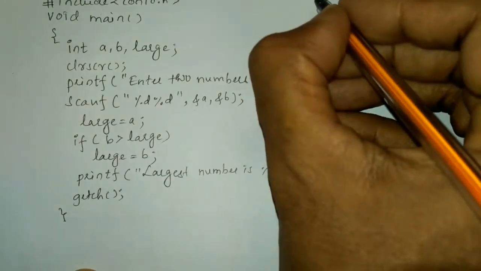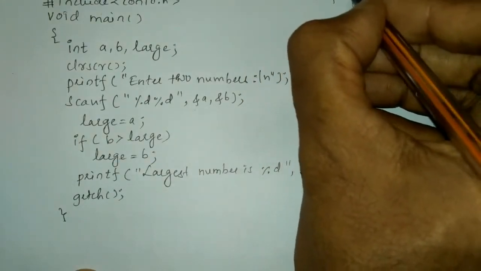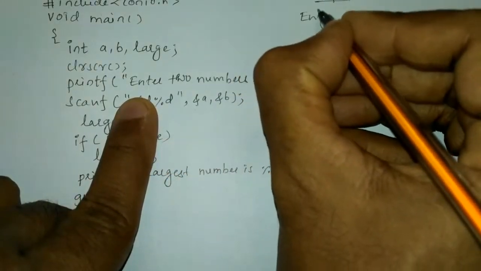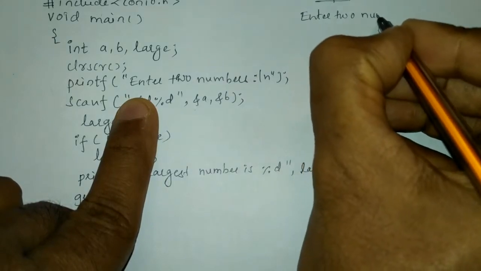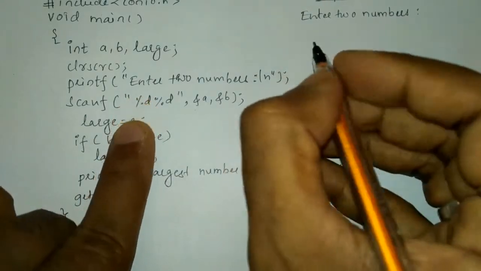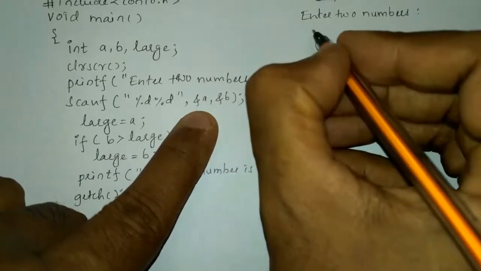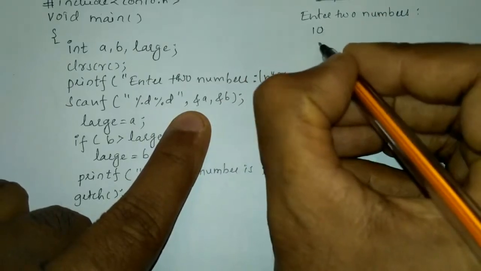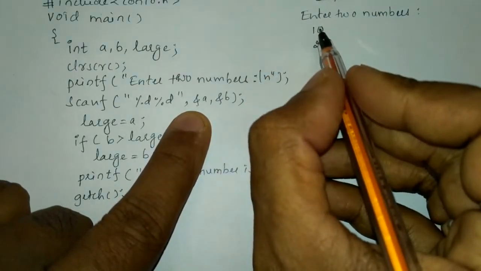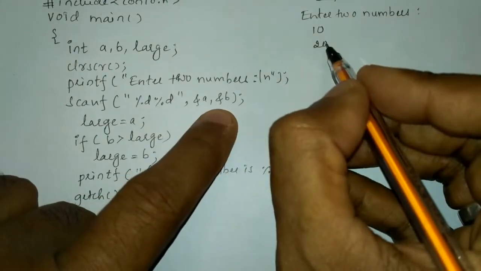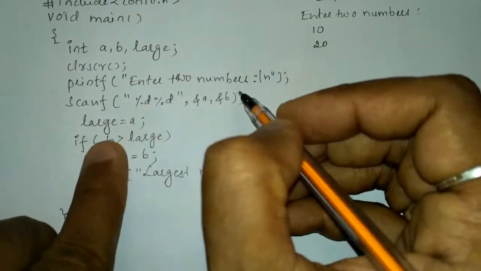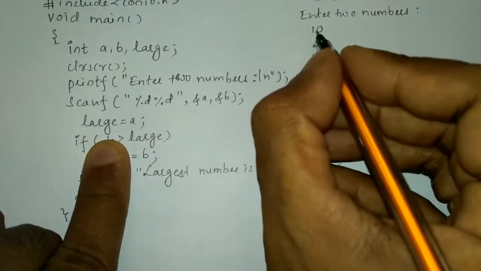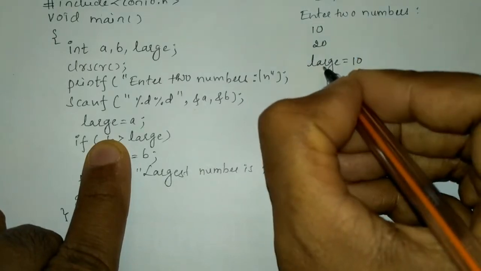Now let us take an example. Here I'm going to write output. When we compile and run this program, it will ask the user to enter two numbers. For example, I'm going to write 10 and 20. So 10 is assigned to variable a and 20 is assigned to variable b. So here you can see large is equal to a. a is what? 10. So 10 is initialized to large.